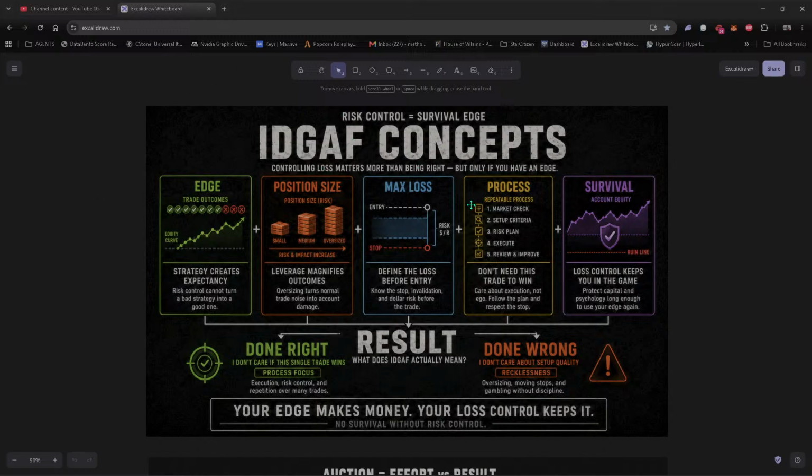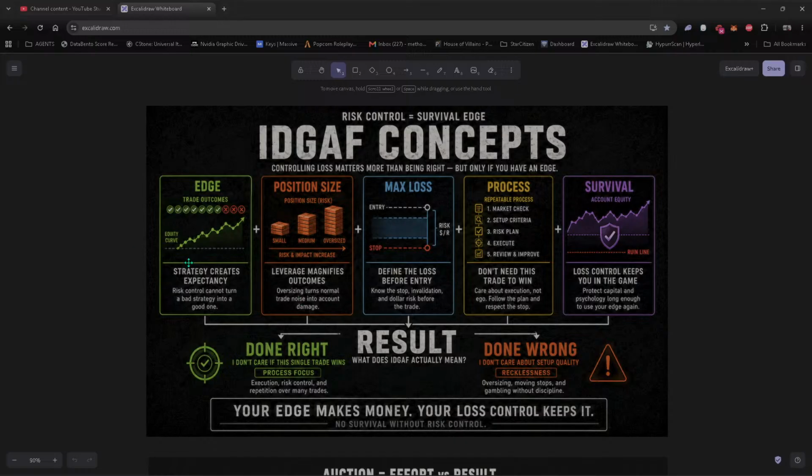Controlling losses matters more than being right, but only if you have an edge. So managing risk isn't going to give you that edge. It's a prerequisite. Edge equals trade outcomes. So strategy creates expectancy. Risk control cannot turn a bad strategy into a good one. So although risk control is super important and gives you a survival edge, it does not give you a positive expectancy on returns.